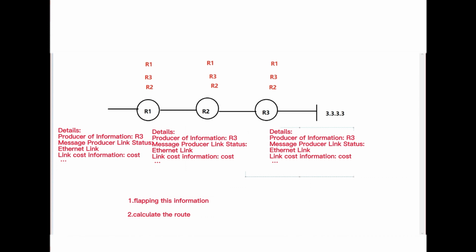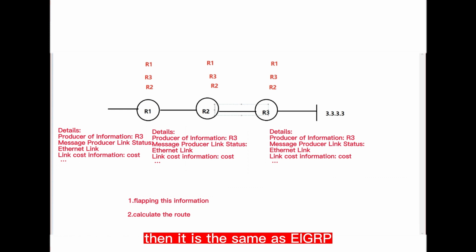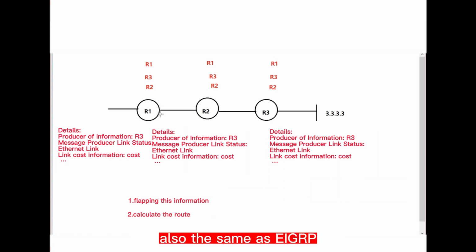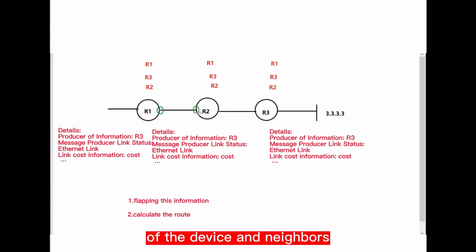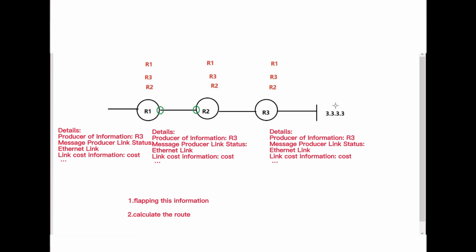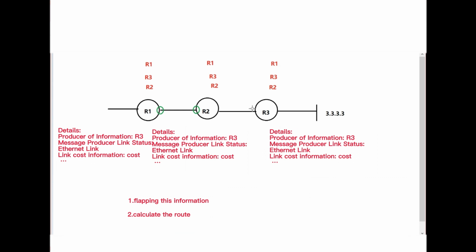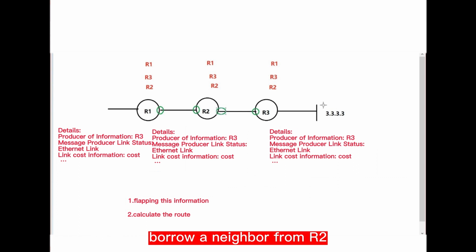For example, the device is now running OSPF. Then it is the same as EIGRP. It's all about declaring. There are 2 types of declaration, also the same as EIGRP. First, declare the directly connected network segment of the device and neighbors, lend it a neighbor. Secondly, announce some of the following network segments of the device itself. For example, R3 now declares the interface between itself and R2, borrowing a neighbor from R2.